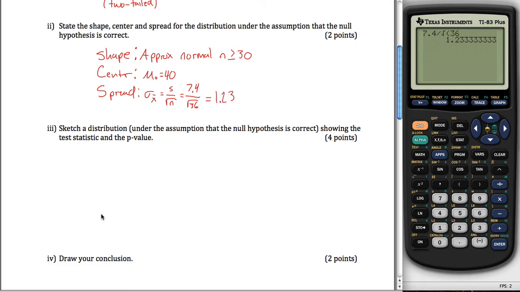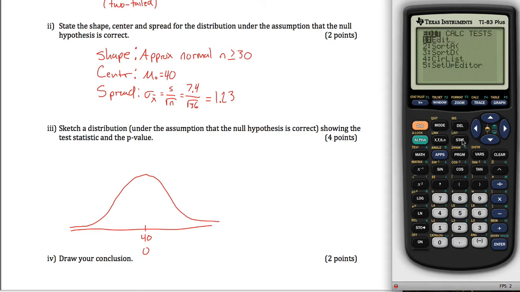All right, sketch a distribution under the assumption that the null hypothesis is correct, showing the test statistic and the p-value. Oh, kind of missed that one there. Try again. Not bad. So there's my distribution. Note it's approximately normal, and note that the center is 40, which has a z-score of 0. And what I want to do is go over here and do my hypothesis testing.